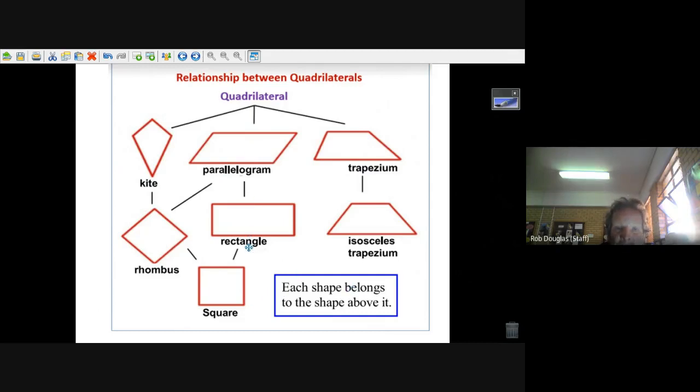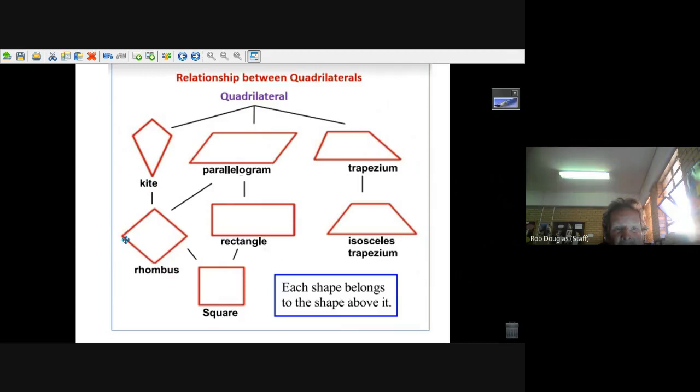Each shape belongs to the set above it. A square is actually a special type of rectangle. It has all the properties of a rectangle. And a rectangle is a special type of parallelogram, two pairs of opposite parallel sides. Well, a rectangle has that. It's just when it's got 90 degrees in one of the corners, and it's a rectangle.